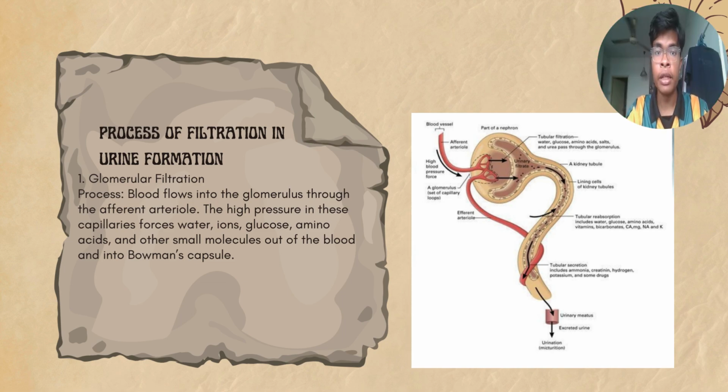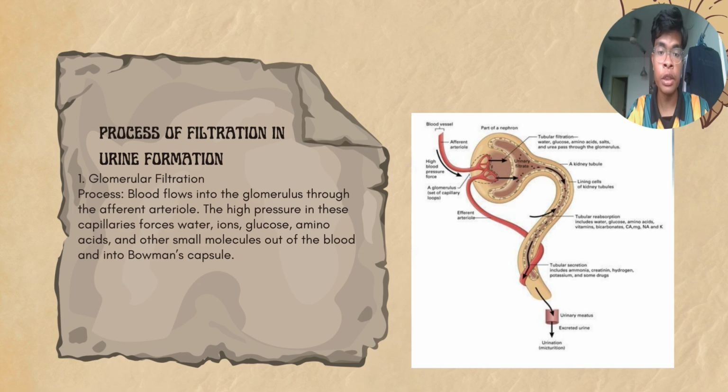Now, I would like to explain the process of filtration in urine formation. The first process is glomerular filtration. Blood flows into the glomerulus through the afferent artery. The high pressure in these capillaries forces water, ions, glucose, amino acids, and other small molecules out of the blood and into the Bowman's capsule.